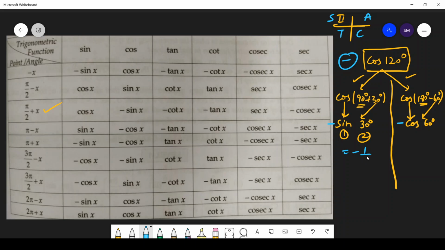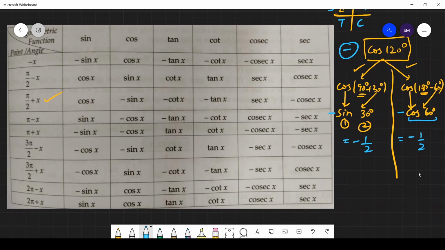What is the value of sine 30? 1 by 2. What is the value of cos 60? 1 by 2. So you get the same answer. So very simple rules I have told you, students.